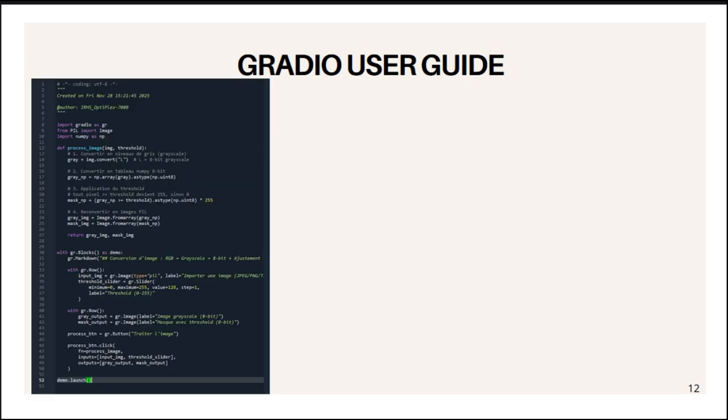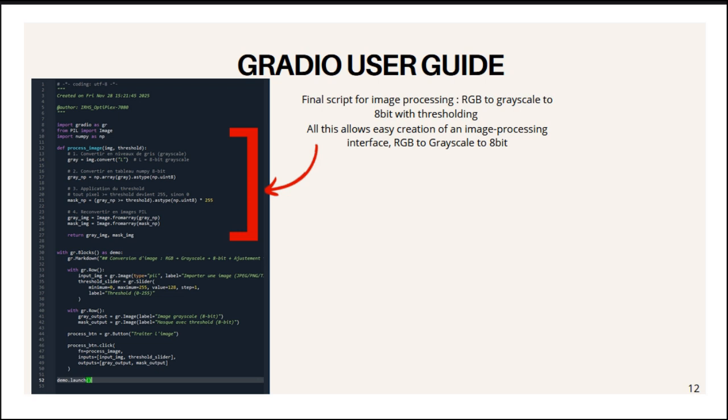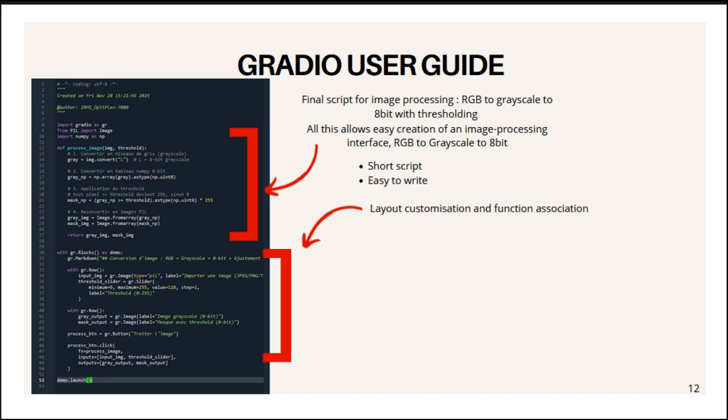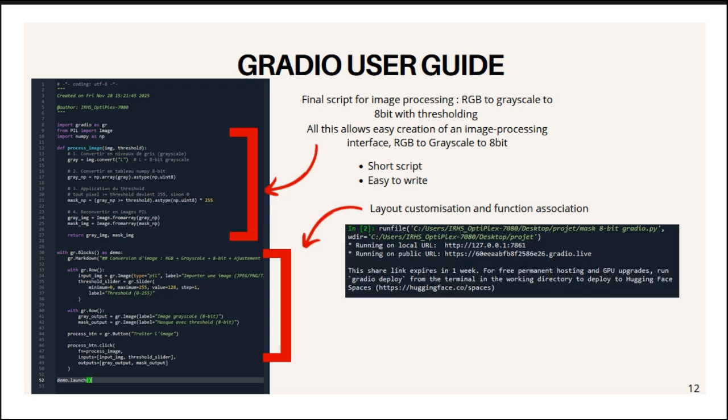So here we chose to focus on Gradio so that we could show you this. So that's a little script that we developed for image processing from RGB to grayscale to 8-bit with a thresholding bar that is adjustable. So this part is about layout customization and the function association. So as you can see, the script is quite short and relatively easy to write.